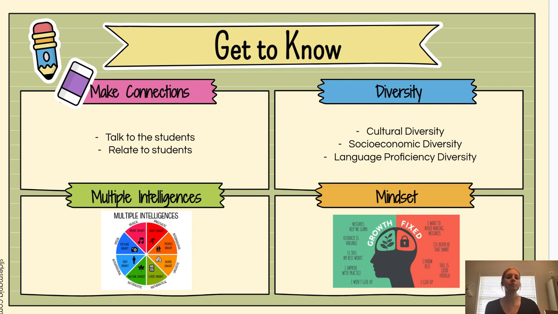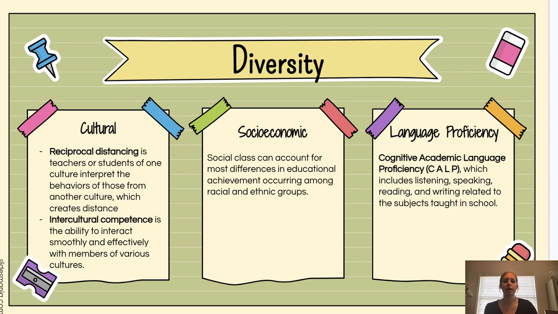So let's go into diversity. So culturally, there is reciprocal distancing, which is when teachers or students of one culture interpret the behavior of those from another culture, which could create that distance. Oftentimes, people don't really realize that they're giving that distance, but they are, just because there are some differences between the culture. And then we are also looking at the socioeconomic.